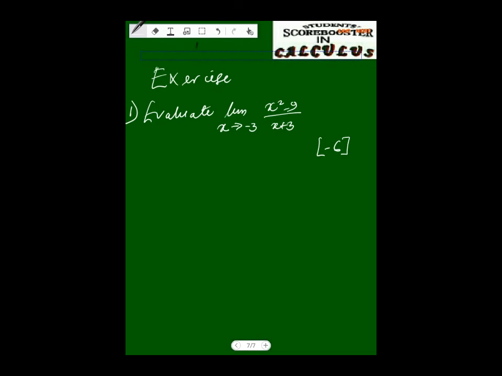Let me add one more. Number 2: evaluate the limit as x tends to minus 2 of x squared plus 6x plus 8 over x plus 2. So your answer is going to be 2.